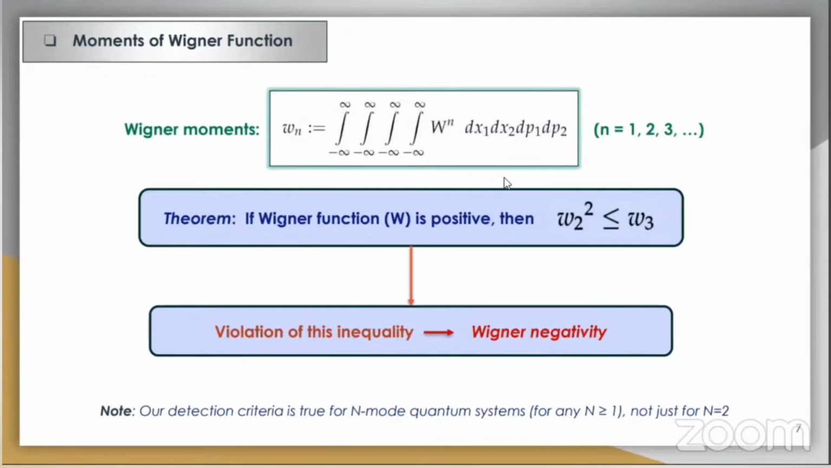Then we start our mathematical steps. We start from a Wigner positive function, then we use the LP space and the Cauchy-Schwarz inequality kind of thing. And after a lot of mathematics, we get to this condition, omega 2 squared less than or equal to omega 3. And that is a necessary condition for a Wigner positive function. Now, when a necessary condition is violated, we get a sufficient condition for the opposite result. So if this criterion is violated, we can conclude that the state must possess Wigner negativity.